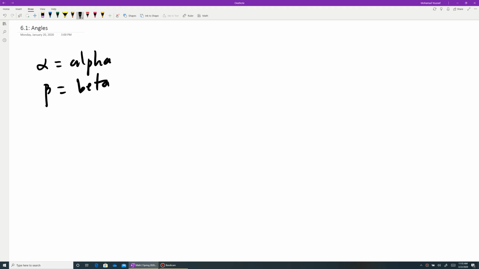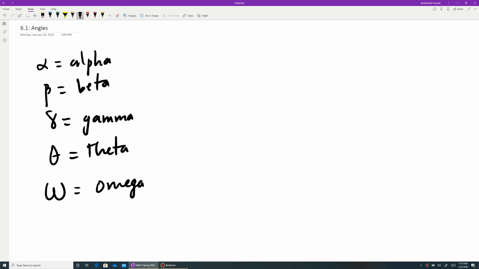When we talk about angles, first I want to introduce the letters that we use the most in trig. Those are Greek letters. Alpha is one of them. Alpha, beta, gamma, and we have theta, and then we have omega. Those are Greek letters. We're going to be using those letters throughout the course.